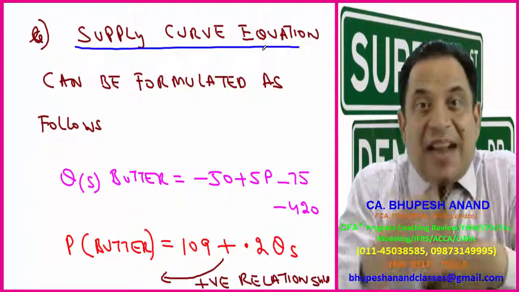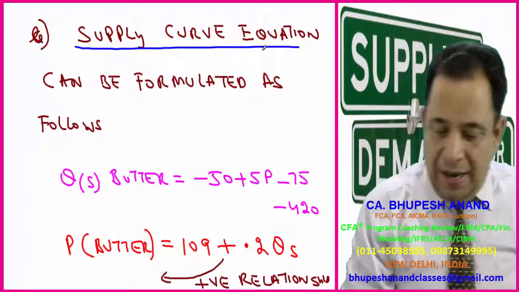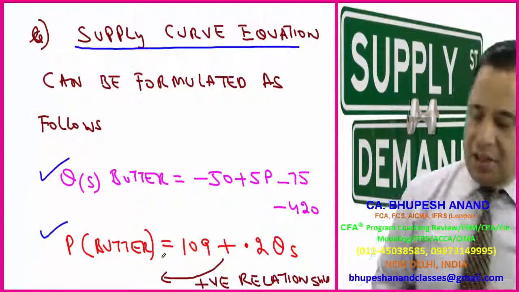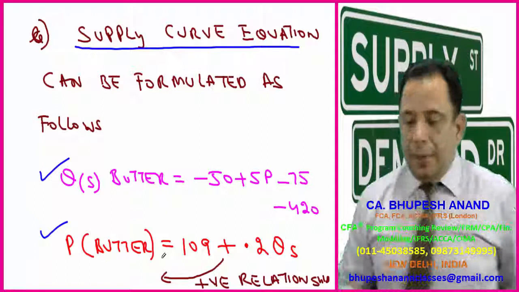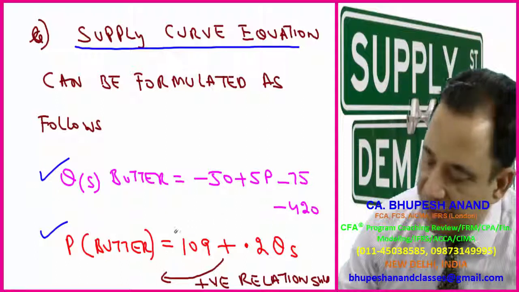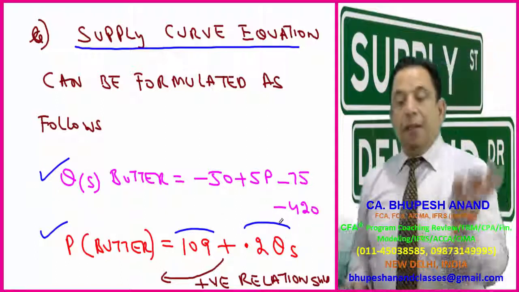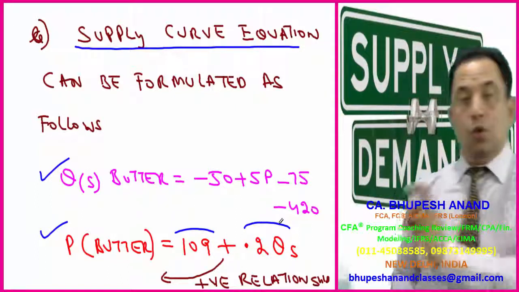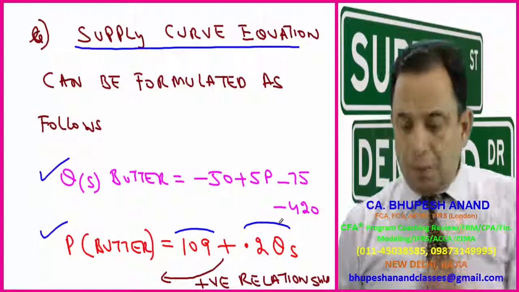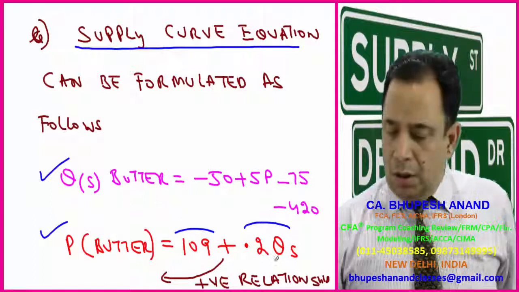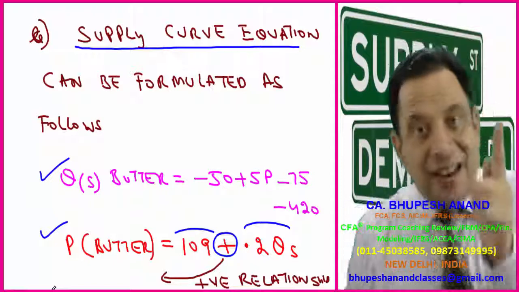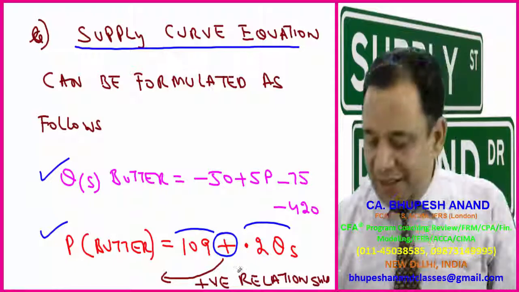And if I invert that supply function, my equation will be like this. Price of butter will be equal to 109. I have just fed it the figures and I have written price of butter is equal to 109 plus 0.2 Qx by solving this equation. Now there is a positive relationship between price and quantity supplied.